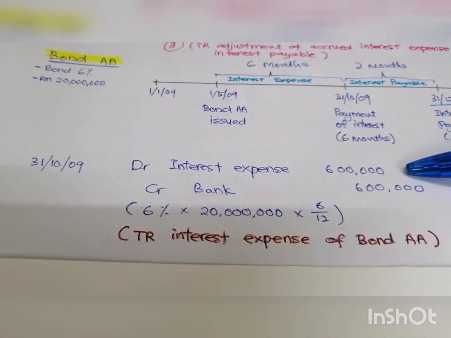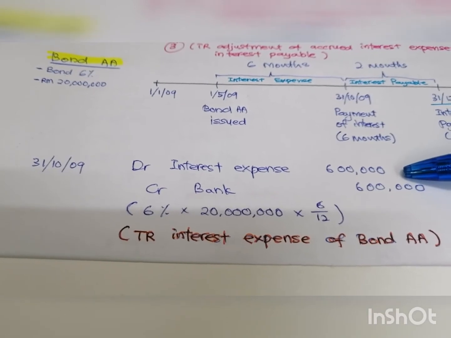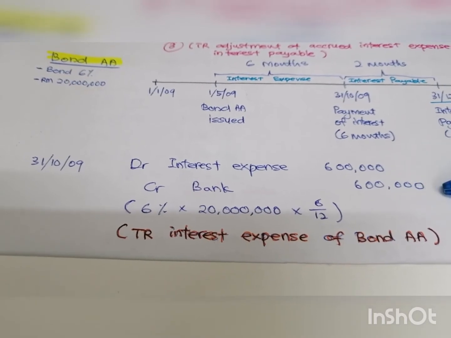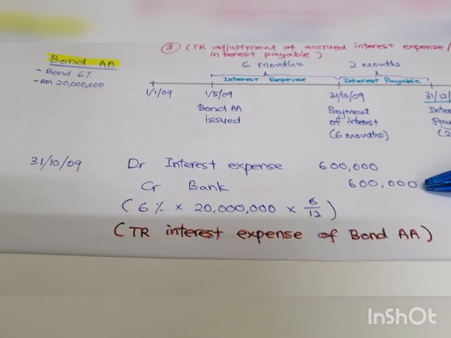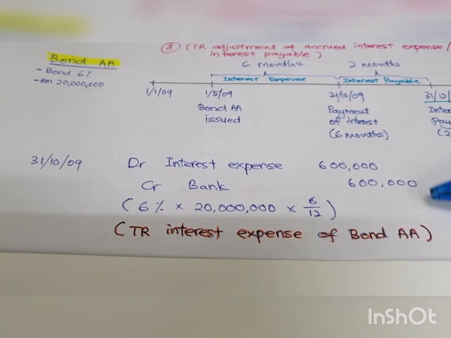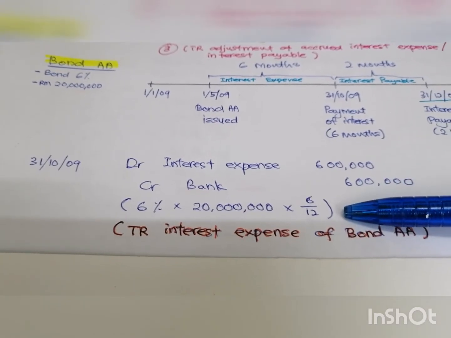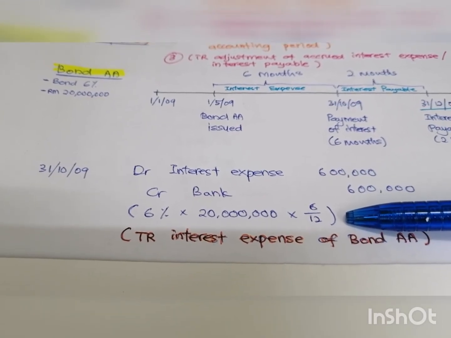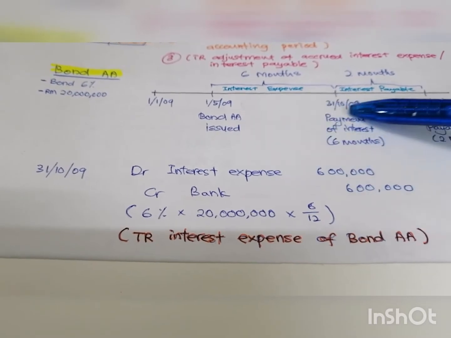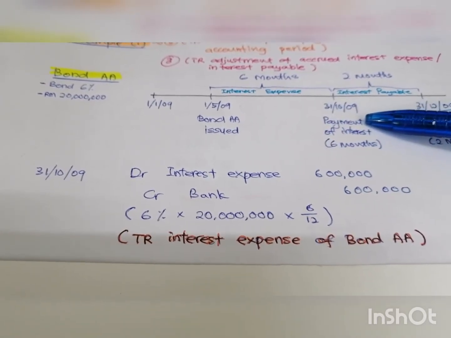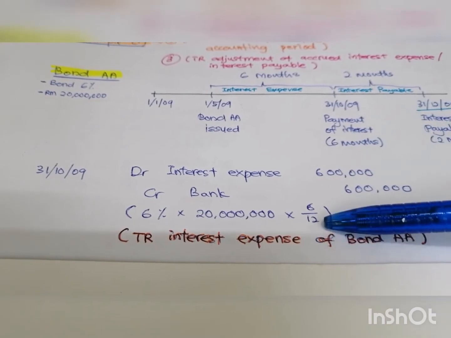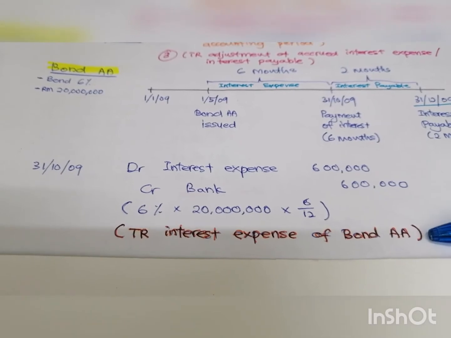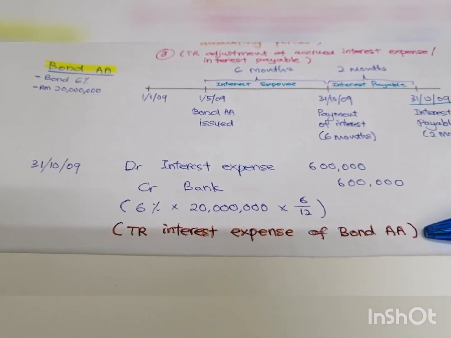On 31st October 2009, we shall debit interest expense 600,000 and credit bank 600,000. Okay, how do I get this amount? This is the 6% times 20 millions times 6 months. As you see here, from 1st May until 31st October is only 6 months. That's why we times 6 months. Okay, so explanation will be to record the interest expense of bond AA.